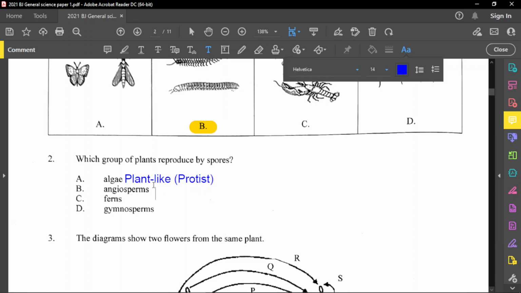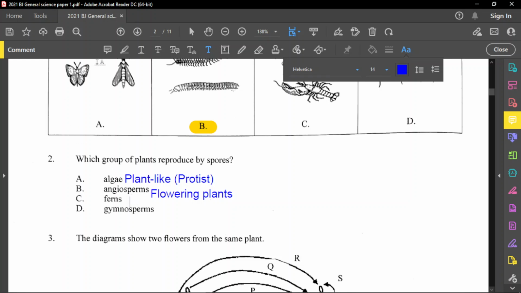Now, angiosperms are what they call the flowering plants. So let's call this flowering plants right here. The angiosperms are flowering plants. Right, good. So we have flowering plants here for the angiosperms. And then ferns. Ferns are the ones that produce spores, and they are plants. They are a special type of plants, and so they are the ones that produce spores. So C will be our answer. Okay, C will definitely be our answer.